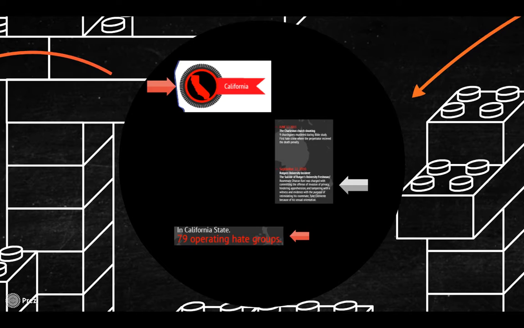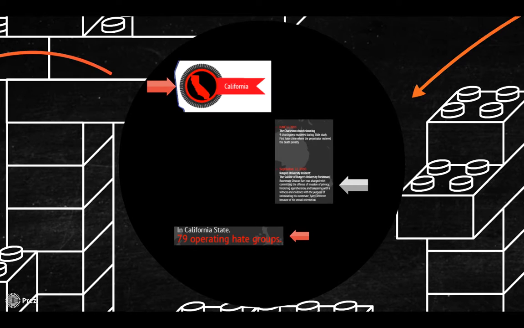Now that sentence actually corresponds with the top image, that is the image of California. And I was saying that California has 79 operating hate groups. Now because this sentence had a number in it, and this sentence was basically the main point that I had for the image of California, I decided to color it red.